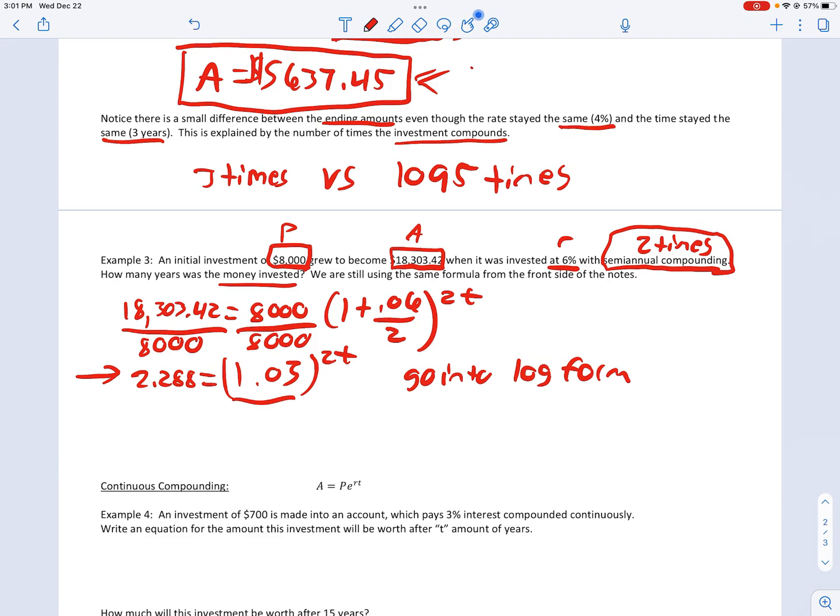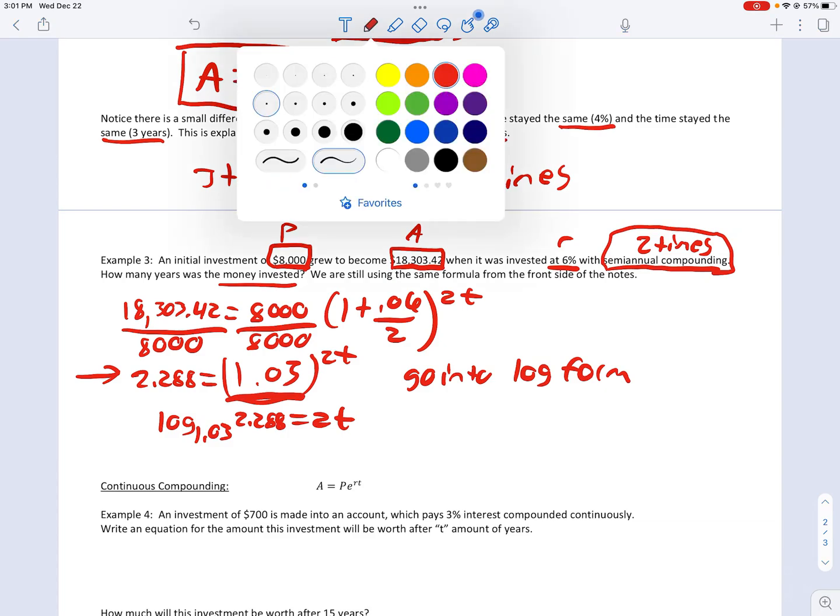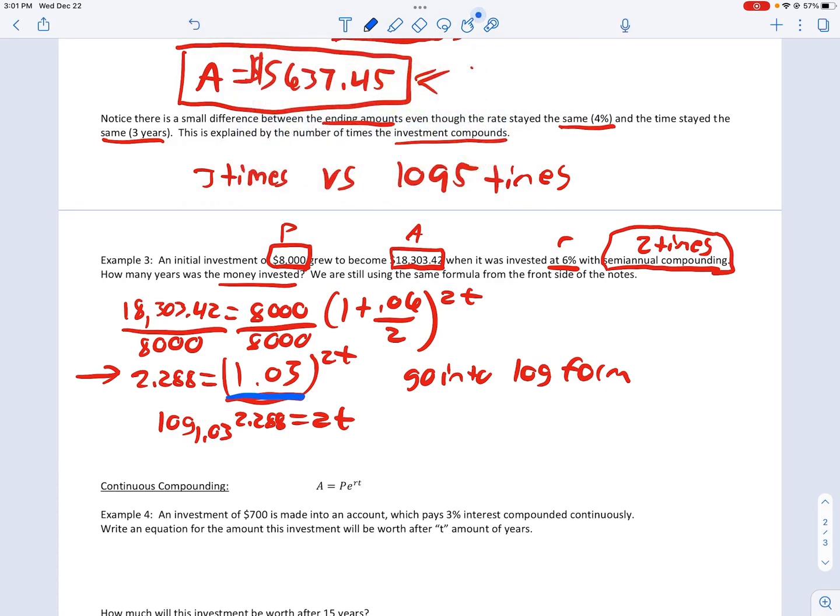To go to log form, this is my base, the 1.03, to 2.288 equals 2t. They basically just switch spots. The base of the exponent is the same as the base of the log. That will never change. What changes is the exponent and what it equals. They just switch spots, so the 2t and the 2.288 basically switch.